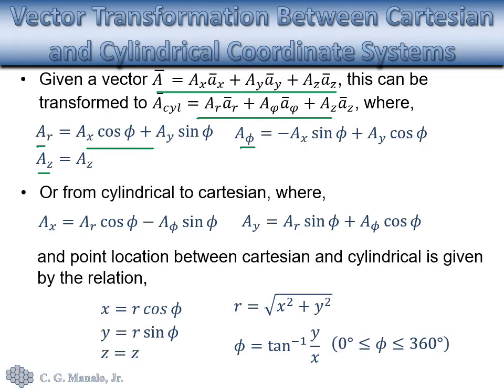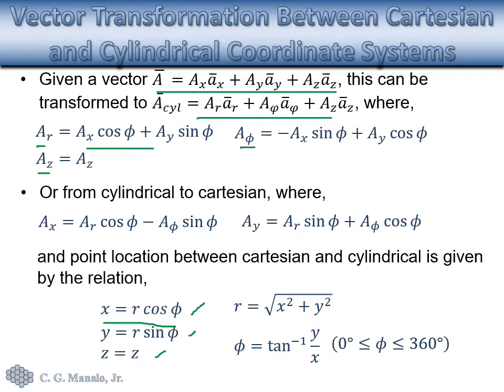And then if the result contains a variable coordinate, we can use this transformation. So we note that x is r cosine phi, y is r sine phi, and z is still the same z.